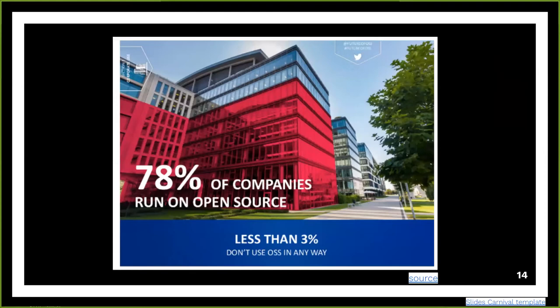In the real world, I think there was a piece of news that came out in 2018 showing that 78% of companies around the world run on open source software, and less than 3% of companies don't use any type of open source software. You have a link for the source here. You can check this out later yourself. But just to say that this is already being used massively by companies in the real world, outside academia. And so we should start picking this up as well.